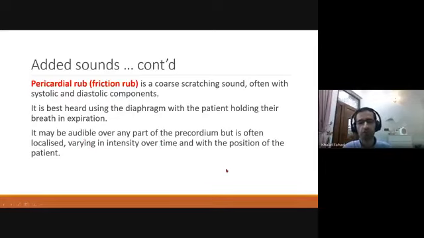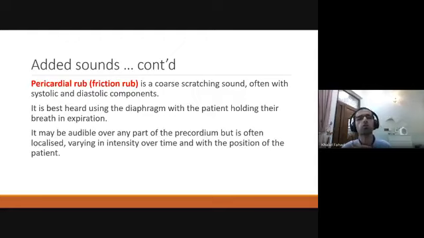What is the best site? Usually the best sites to elicit the pericardial friction rub, we have two: either in the left lateral position, ask the patient to roll onto the left side and hold his breath at the end of expiration, or ask the patient to lean forward over the tricuspid area at the left lower sternal edge, lean forward, and hold his breath at the end of expiration.